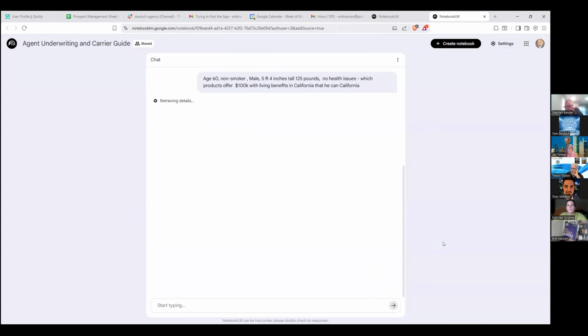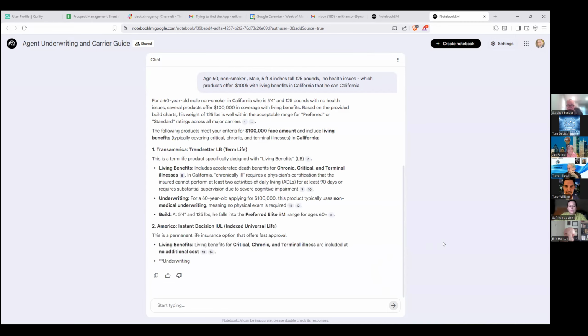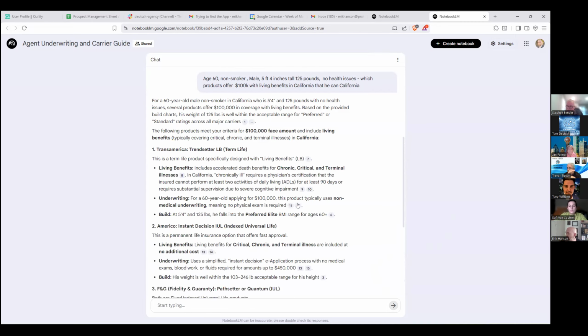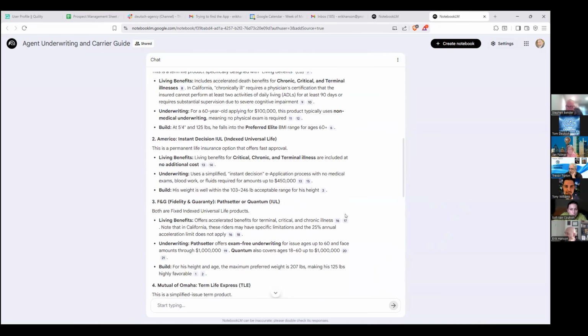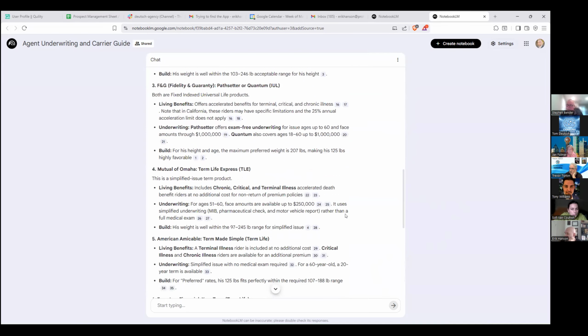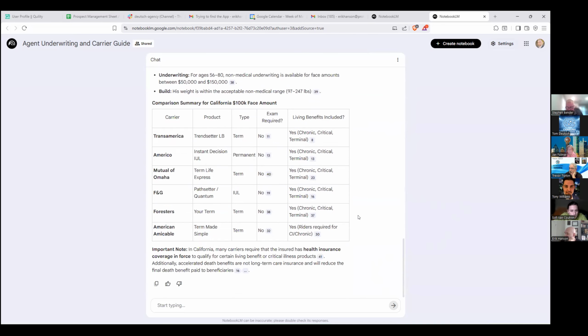That's why this is important. When it goes in, you see it's calculating, analyzing BMI, reviewing the weights and looking at the products. He can still get a term life. So it's going to give you different options. These aren't in perfect order, but you can see what it does.